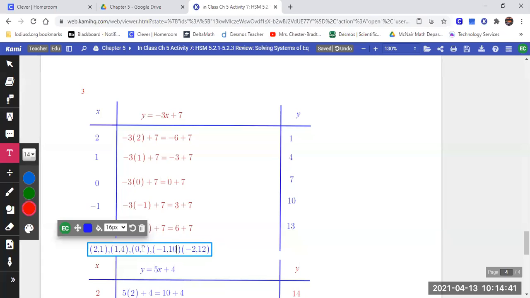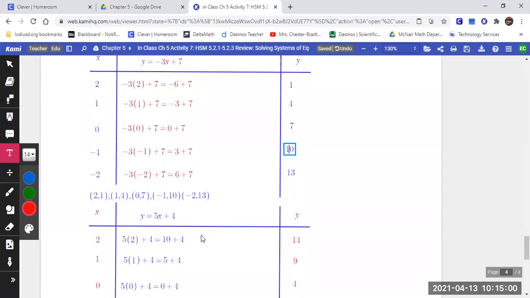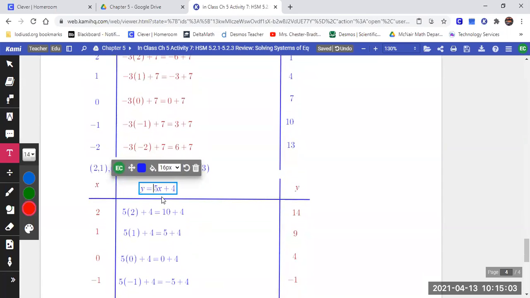Now, this makes sense because it says we're going down by 3 each time. So as my x's get bigger, my y's are getting smaller because I'm going down by 3 each time because the number in front of the x says -3. Okay. What is my second equation though from up above for number 3? Thank you. 2x minus 8.